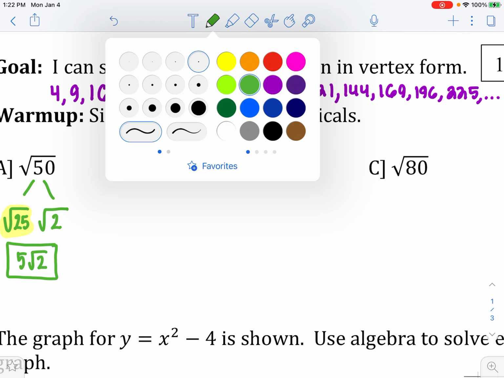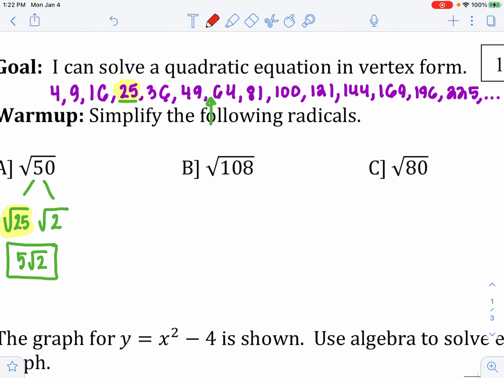All right, let's try 108. I'm going to switch colors here so I don't have to erase all the green the whole time. Okay. 108 is not in this list. 108, however, would fall here. So now I'm going to start checking numbers once again in this direction. Does 100 go into 108? No. Does 81 go into 108? No. 64? No. 49? No.